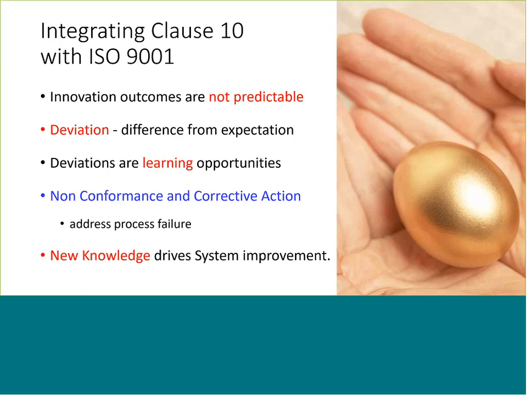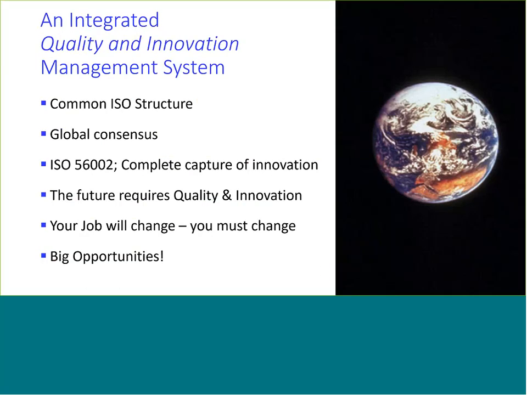And just as a reminder, non-conformance and corrective action are there to address process failure. If we're finding our innovation process is not working as we want it, if we're finding the system's not working as we want it, we need to address that. And through all of this, we're gaining new knowledge, which drives improvement in the system. So we have an opportunity here to integrate quality and innovation management using the common ISO structure.